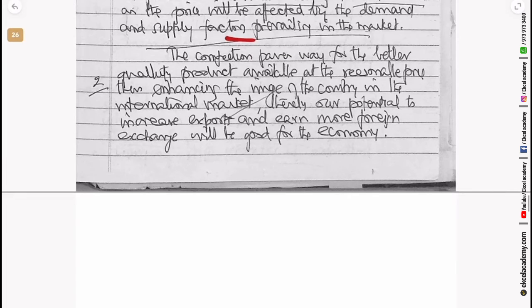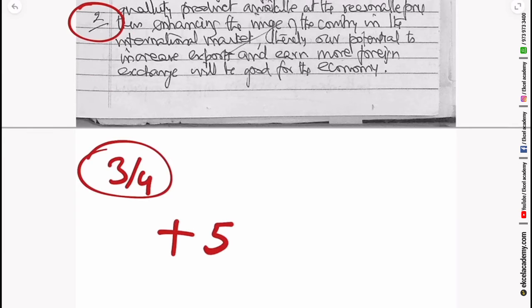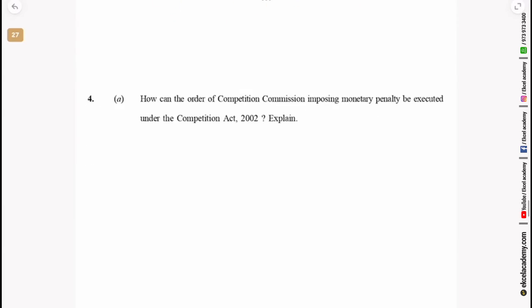And this is strict correction. Actually, this is not the correct way. Definitely 3 out of 4 could have been given. Anyway, in the end, you have got an extra 5 marks for rationalization, so it makes up. So you have not lost anything.